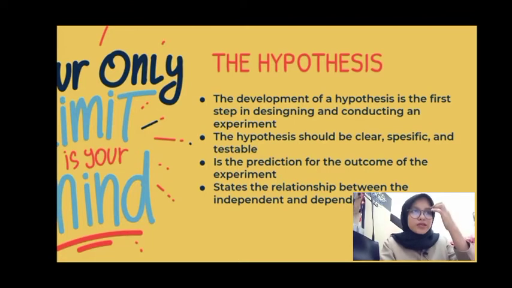And then the hypothesis. The development of a hypothesis is the first step in designing and conducting an experiment. The hypothesis should be clear, specific, and testable. And third, the hypothesis is the prediction for the outcome of the experiment. And the last, it states the relationship between the independent and dependent variable.